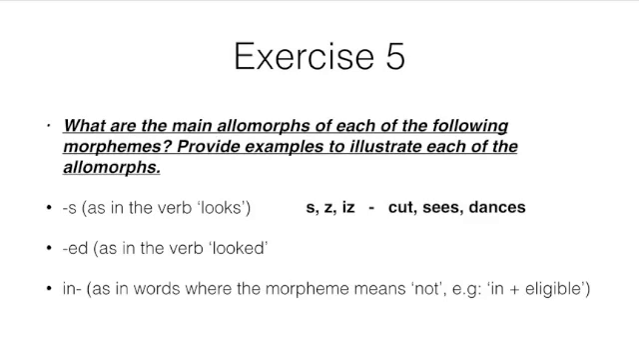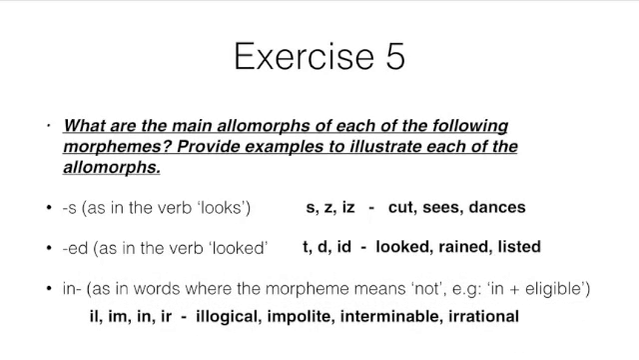For the second one, the past tense ed, the allomorphs it can have are the ones that you know: t or d or id. It can be pronounced t as in looked, it can be pronounced d as in the verb begged, or it can be pronounced d also in the verb rained. Or it can be pronounced as id, listed, wanted.